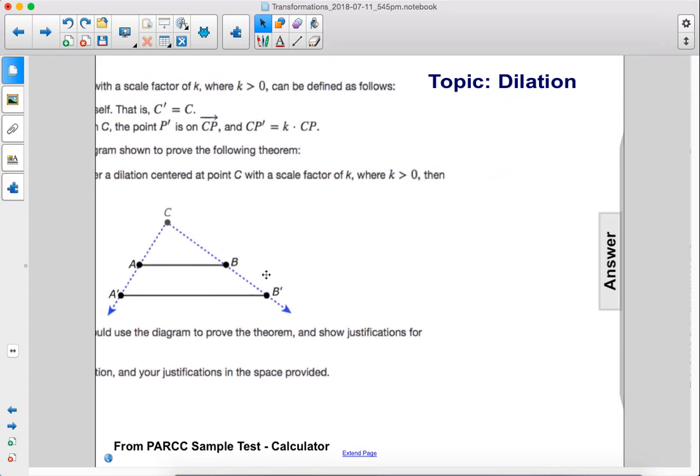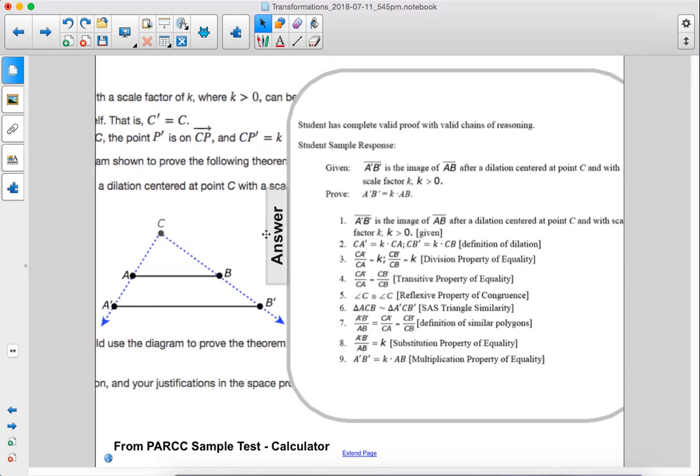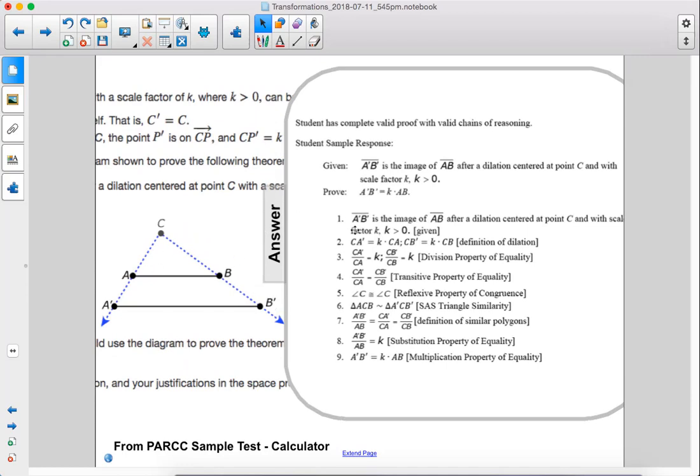All right, I'm going to move this image over the diagram so we can read the answer while also looking at the picture. So we begin with our given information. We also know that CA', this length here, equals K times CA, and CB' equals K times CB. So because of the division property of equality, we can divide both sides here by CA and both sides here by CB. And we can then set these equal to each other since they're both equal to K. So CA' over CA, this length over this length, equals this length over this length.